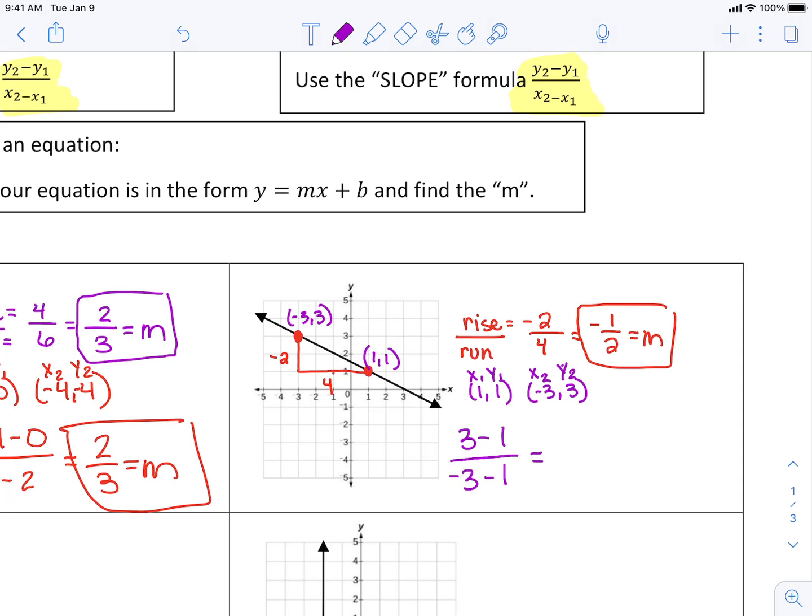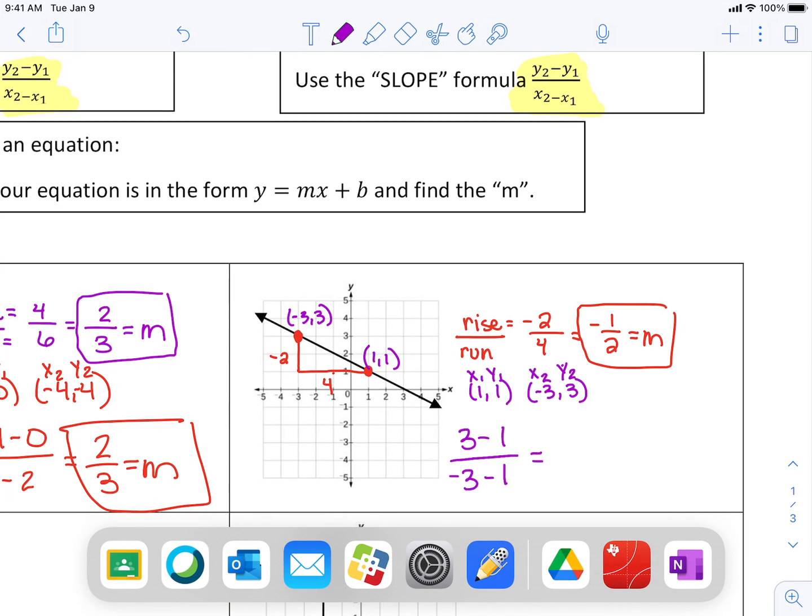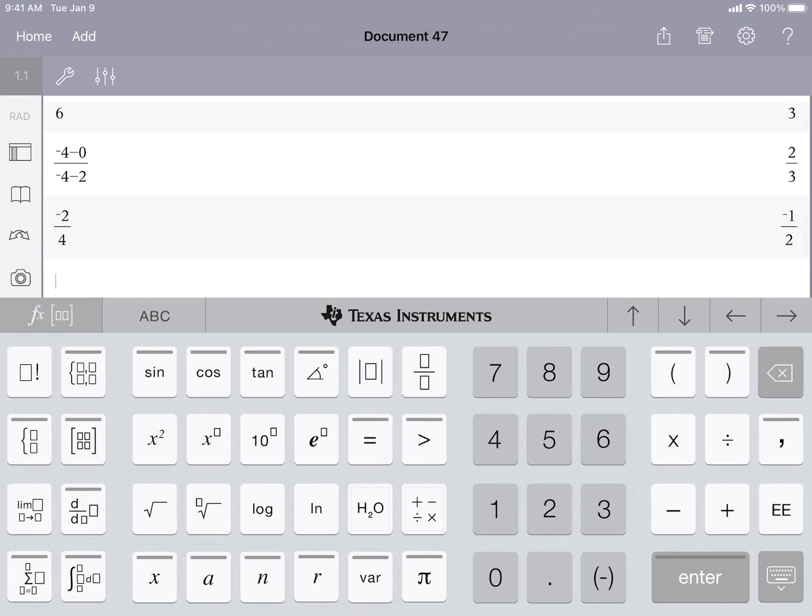And then from here, I'm just going to type that into my handy dandy calculator. So 3 minus 1 and -3 minus 1. Parentheses, 3 minus 1, close parentheses, fraction button, -3 minus 1. Again, I get a -1/2.